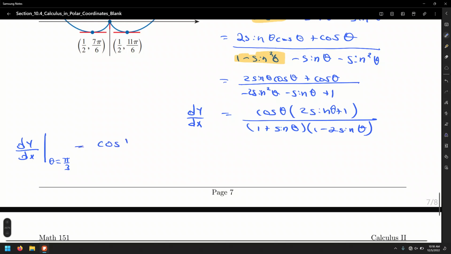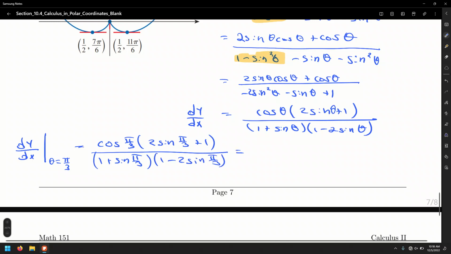So that's cosine pi over 3, 2 sine pi over 3 plus 1, divided by 1 plus sine pi over 3, 1 minus 2 sine pi over 3. And how about we just simplify? So cosine pi over 3, that's 1/2. 2 times sine pi over 3, which is root of 3 over 2. Actually, we're going to work with the values of the trigonometric functions in exact form.